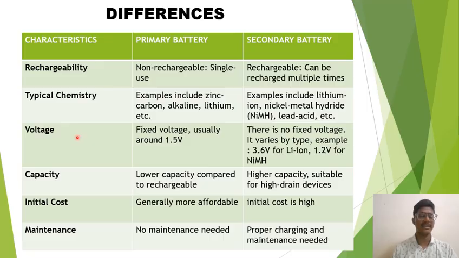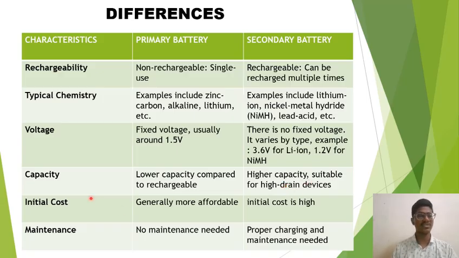Now, let us discuss voltage. Based on voltage characteristics, primary batteries have a fixed voltage, usually around 1.5 volts, whereas secondary batteries have no fixed voltage; it varies by type. For example, 3.6 volts for a lithium ion battery and 1.2 volts for a nickel metal hydride battery. And when we talk about capacity, primary batteries have lower capacity compared to rechargeable batteries, whereas secondary batteries have higher capacity and can be used for high drain devices.